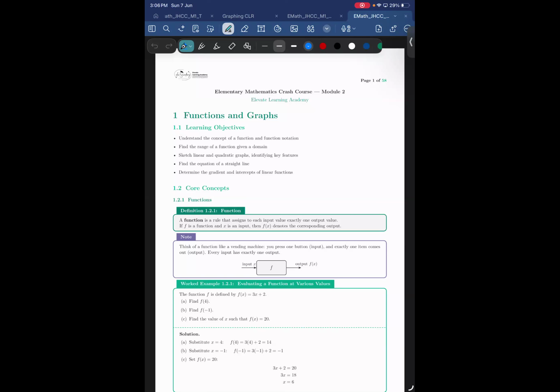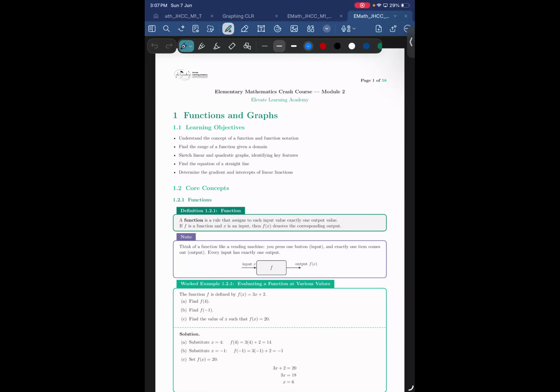So let's see what a function is. A function is a rule that assigns each input value one output value. Basically, it's like a machine. You put in x equals 3, then it spits out 7, for example. You put in x equals 5, you spit out 11.